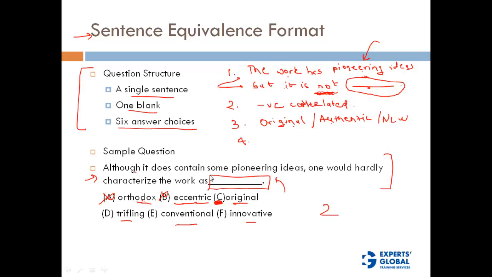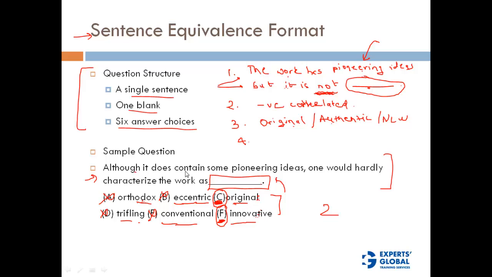Okay. Trifling, trifling doesn't mean original, authentic or new. No. Conventional, conventional does not mean original, authentic or new. No. Innovative, yes, innovative relates to original, authentic and new. So that is another answer choice. We have selected 2. We'll quickly verify that both of these are synonyms. Original and innovative, yes, they talk about similar idea. They can be synonyms. And let's put them back here.